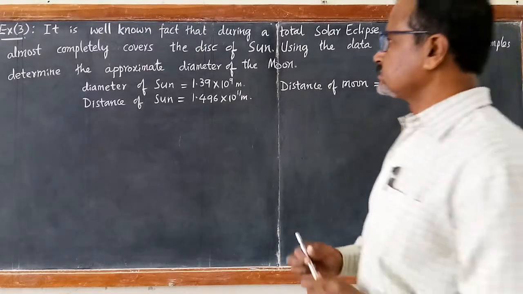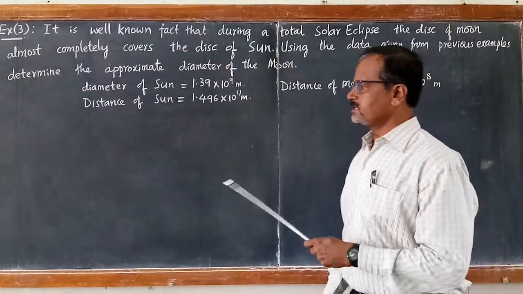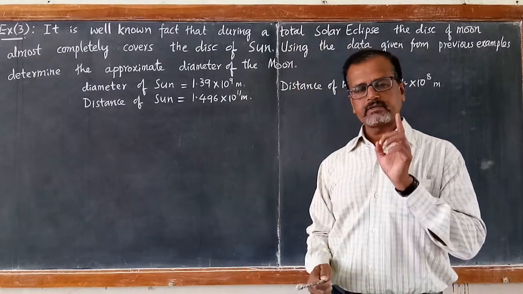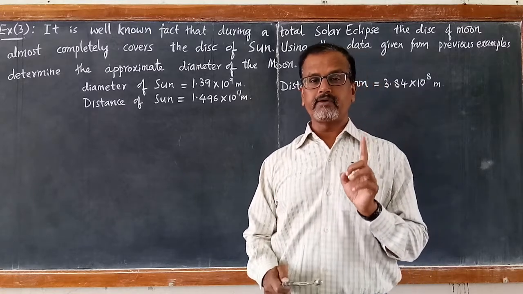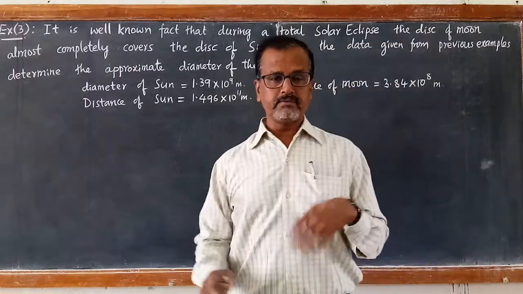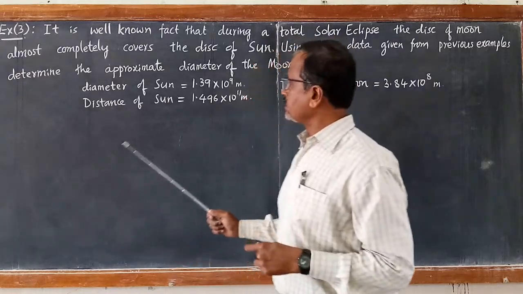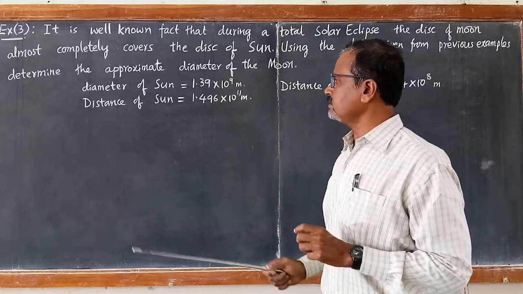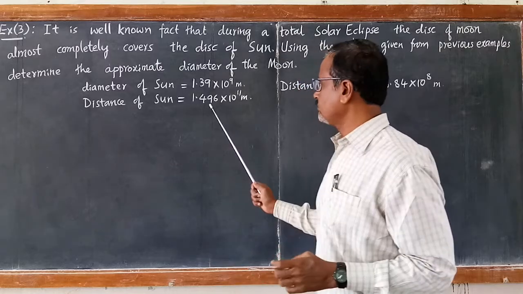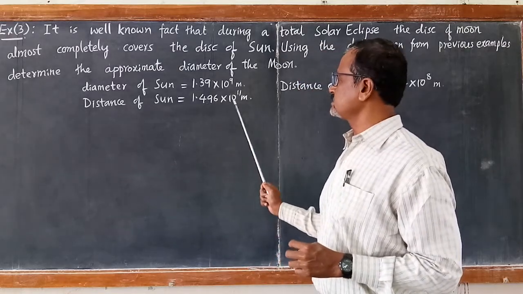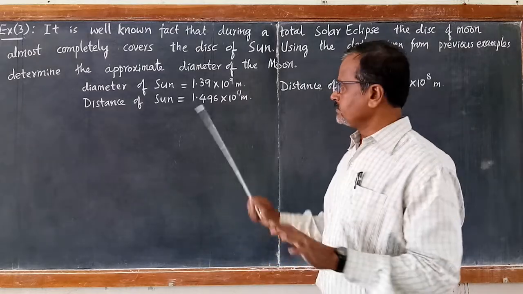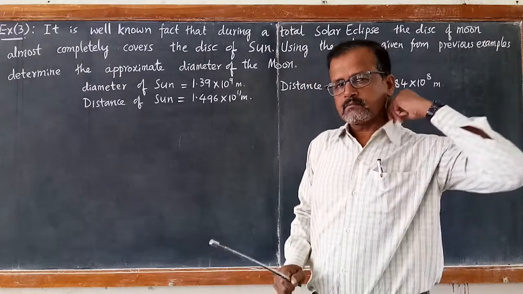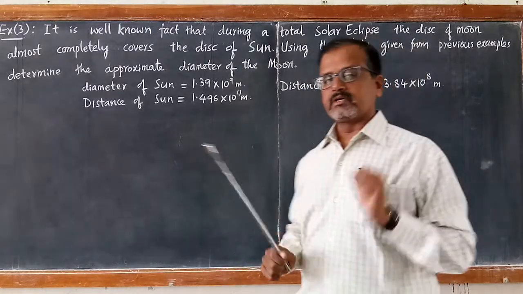Okay, look at the third interesting problem. The third interesting problem is based on the calculations we have already done. That is the calculation of distance of moon, 3.84 into 10 raised to 8 meter, and the diameter of sun, which we just concluded: 1.39 into 10 raised to 9 meter. The distance of sun is already given, 15 crore kilometer, that is 1.496 into 10 raised to 11 meter. Using this given data, you are asked to find out the diameter of the moon.